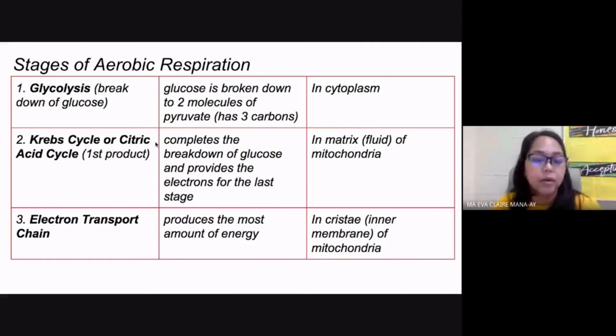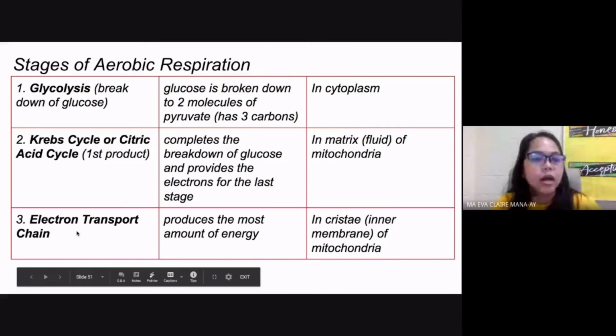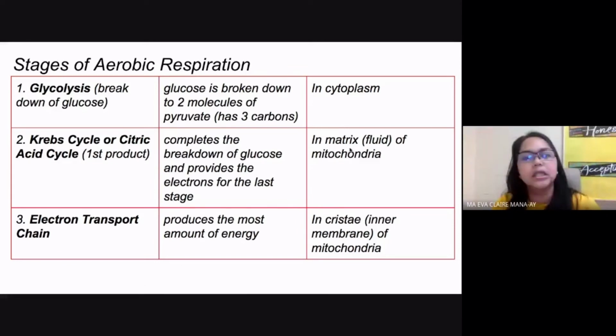So in here, your glucose is going to be completely broken down, and this process is also going to give us the electrons that are going to start the last stage of cellular respiration. Now again, this happens in the mitochondria, specifically in the matrix, which is the fluid of your mitochondria.